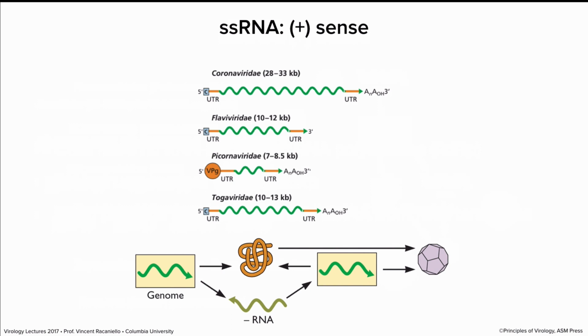These are what the genomes of these viruses look like. Here, the coronaviruses are the biggest RNA genomes we know of, 33 kilobases long. They don't get any bigger than that. There are constraints. Flaviviruses, including Zika virus, are 10 to 12 kilobases. Picornaviruses are slightly shorter, and togaviruses are 10 to 13.